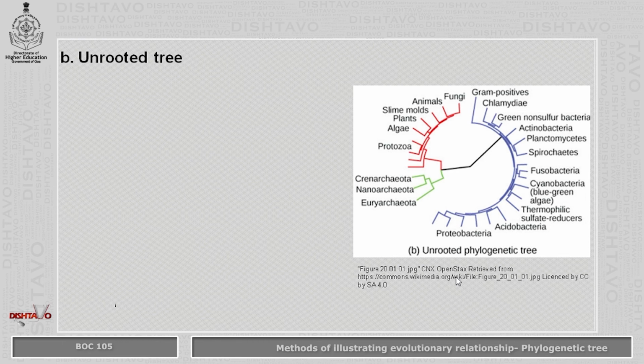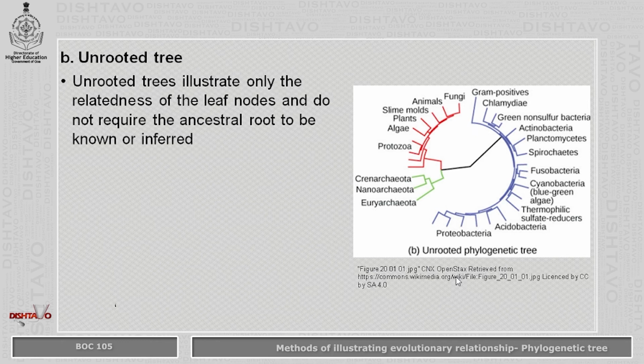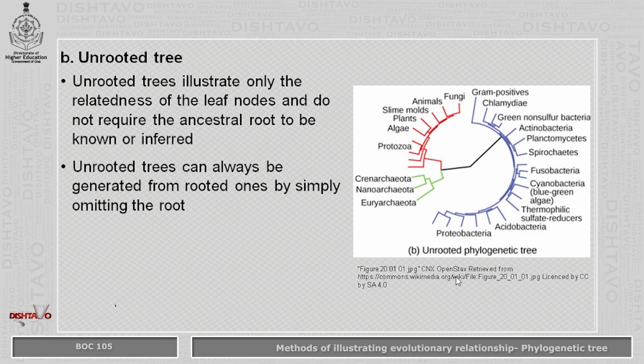Unrooted tree. In this phylogenetic tree, you will find there is no root. Trees are without root. So you just have to remove the root from any rooted phylogenetic tree, and that will give rise to an unrooted tree. Unrooted trees can always be generated by simply omitting the root. So you can see in this diagram, there is no root. All other branches you can see here are the leaf nodes or the end points, where you can see many different groups shown with different colors.